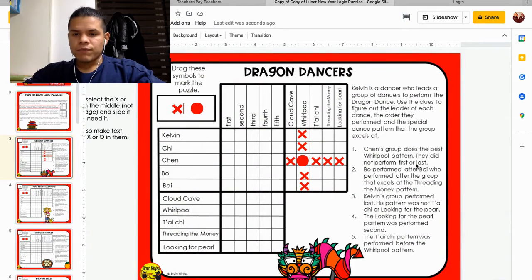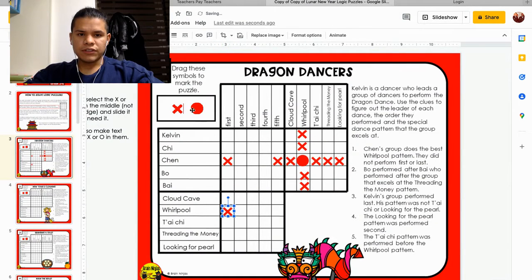They did not perform first or last. Okay, so first and last would be fifth. So we know that Chen did not perform first and he did not perform last. Now, since he did the whirlpool pattern, we know that whirlpool was not first and whirlpool was not last. Okay, that narrows it down to second, third, or fourth.